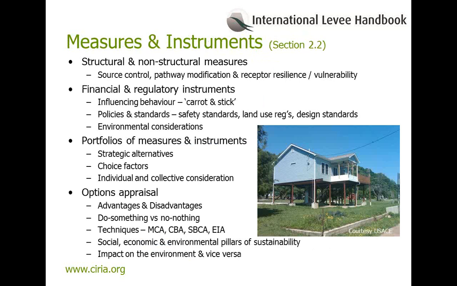In the context of developing flood risk management policy, Section 2.2 of the ILH discusses structural and non-structural flood risk reduction measures, financial and regulatory instruments, formulating portfolios of options for reducing risk, and also the appraisal of those options.